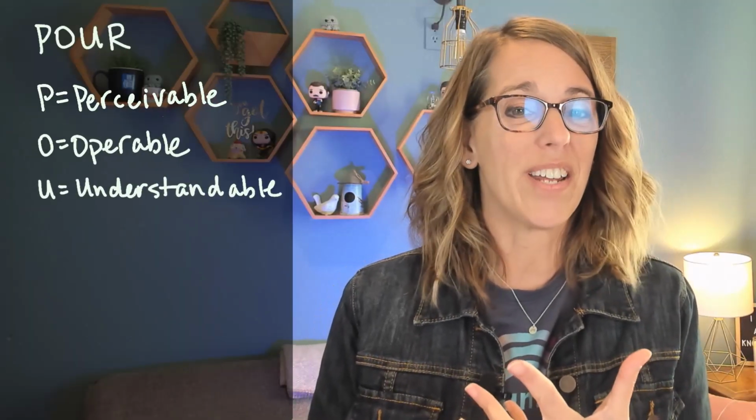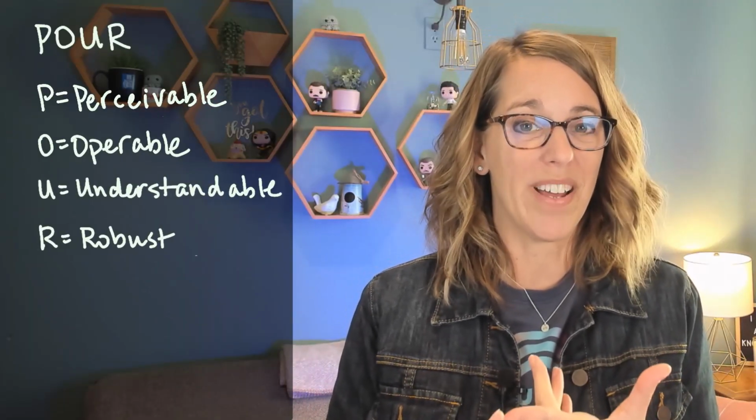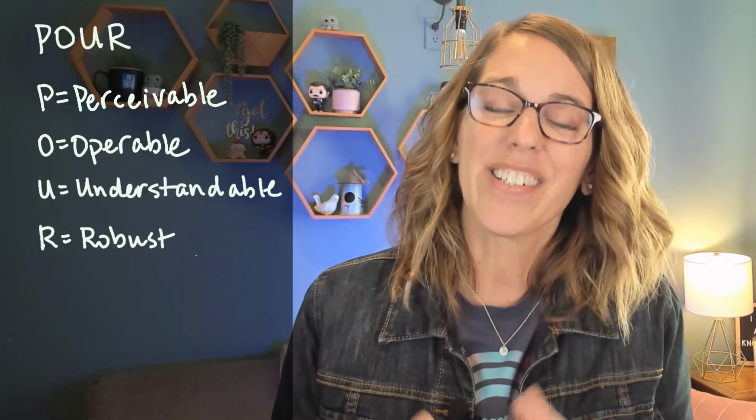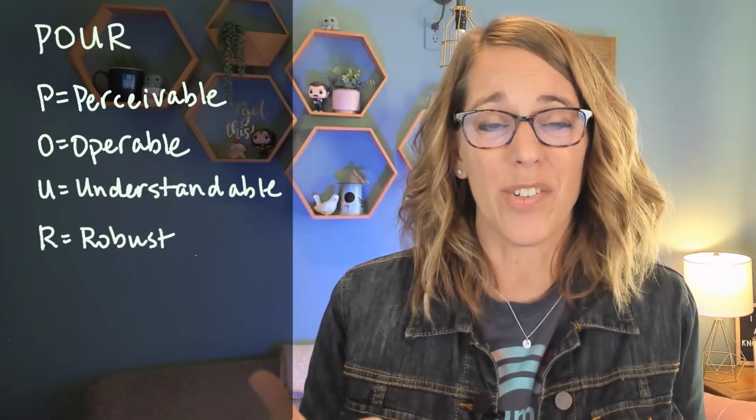The thing that has helped me the most in terms of really understanding what I need to do as the instructor is the POUR acronym. The POUR acronym stands for P, which is perceivable, O is operable, U is understandable, and R is robust. Each of these letters tell us exactly what we're trying to accomplish.